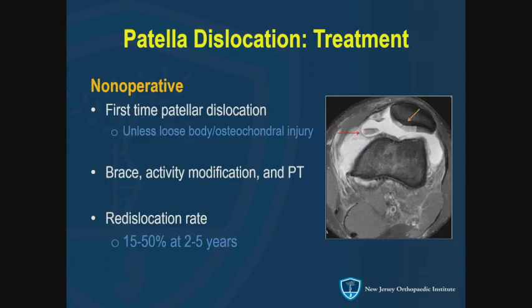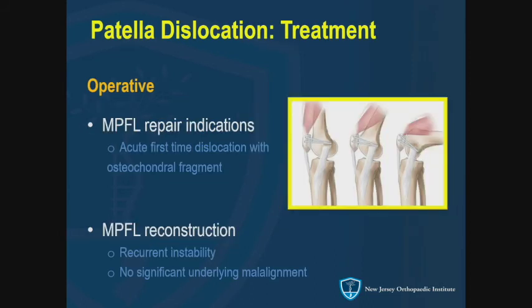So when you look at this MRI, typically first-time dislocations we're treating non-operatively unless we get the MRI and see there's a loose body floating around. At that point, we're going to go in, remove that loose body, and do a repair on the ligament. But typically, first-time dislocators, we're bracing for about 6 weeks. The redislocation rate's all over the place on studies, anywhere from 15 to 50% at 5 years.